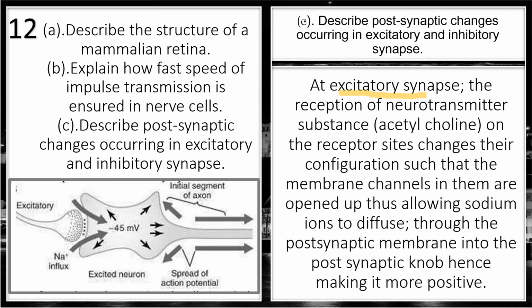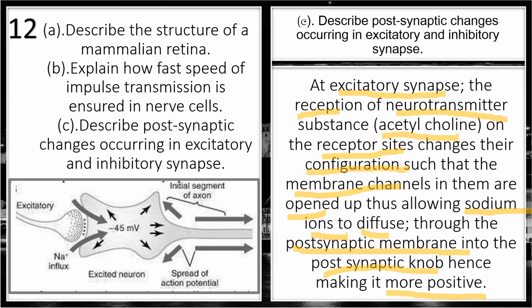At the excitatory synapse, reception of the neurotransmitter substance, that is acetylcholine, on the receptor site changes their configuration such that the membrane channels in them are opened up, therefore allowing sodium ions to diffuse through the postsynaptic membrane into the postsynaptic knob, and making it more positive.